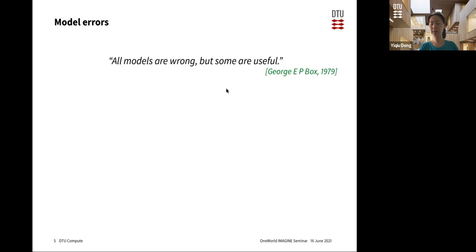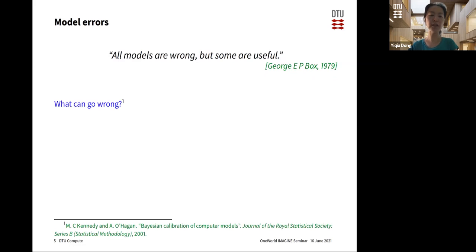So now let's talk a bit about the model error. In 1979, the statistician George Box wrote in his book, all models are wrong, but some are useful. So it means all models involve some model errors. But where do those model errors come from? According to this paper, here I will mainly discuss three sources which lead to model error.